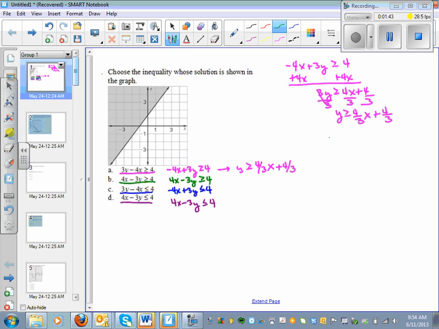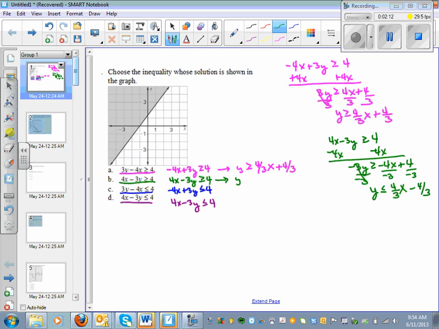So I'll have 4x minus 3y is greater than or equal to 4. Subtract 4x from both sides. So negative 3y is greater than or equal to negative 4x plus 4, divided by negative 3, divided by negative 3, divided by negative 3. So y, here's the thing, when you divide by a negative, you always flip the inequality. So it's positive 4/3 x minus 4/3. Okay, and so I'm going to rewrite this right here. Y is less than or equal to 4/3 x minus 4/3.